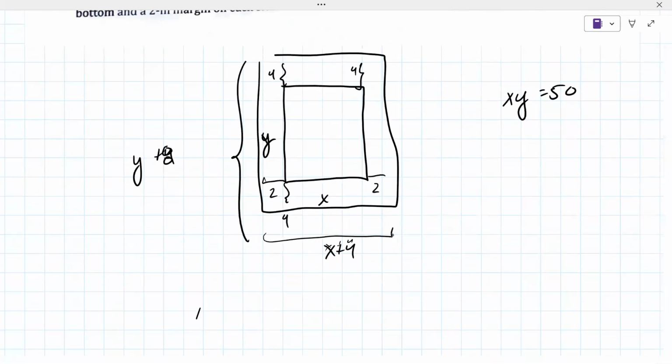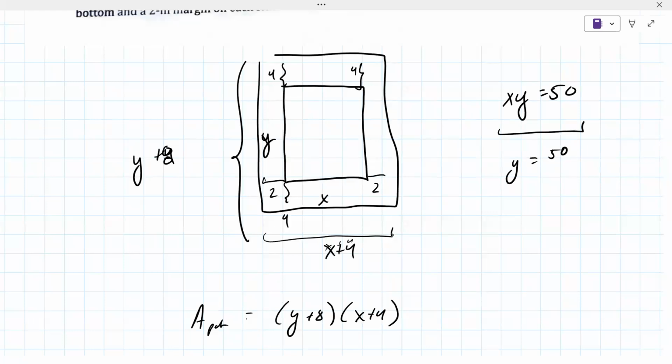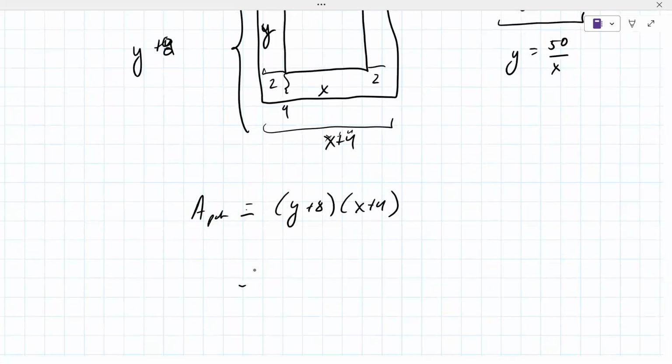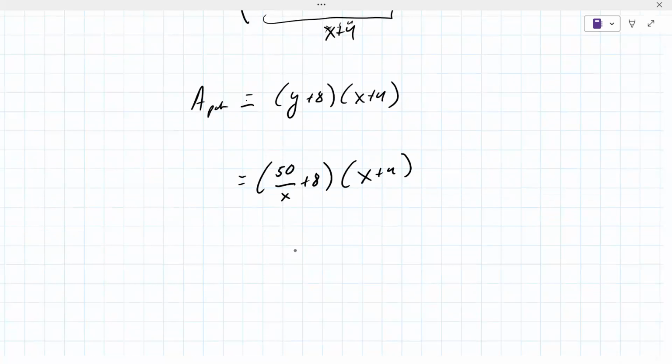So the total area of the poster is y plus 8 times x plus 4. Since we only want one variable, we're going to solve the equation up here for y, probably. That's the more standard one, 50 over x. And 50 over x plus 8, times x plus 4. I wouldn't try to use product rule. I would multiply this out. So it becomes 50 plus 200 over x plus 8x plus 32.